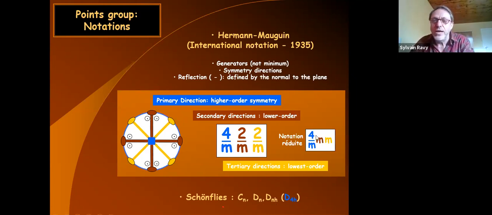So all the elements of symmetry indicated here are generators of the point group, actually. Knowing this, you are able to reconstruct all the symmetries of your group, but for consistency, they are not the minimum generators. So you could need less than all these to retrieve all the symmetries. Okay.